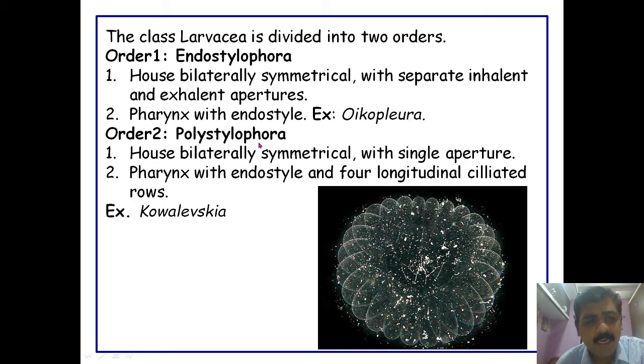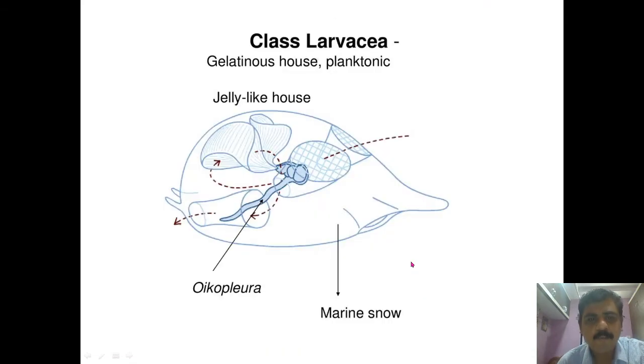The second order in Larvacea is the Polystylophora. An example is Kovalevskia, and in Kovalevskia the house is bilaterally symmetrical with a single aperture. In Endostylophora, two separate apertures are there, one inhalant and another exhalant, while in Polystylophora, a single aperture is there, with a pharynx with endostyle and four longitudinal ciliated rows.